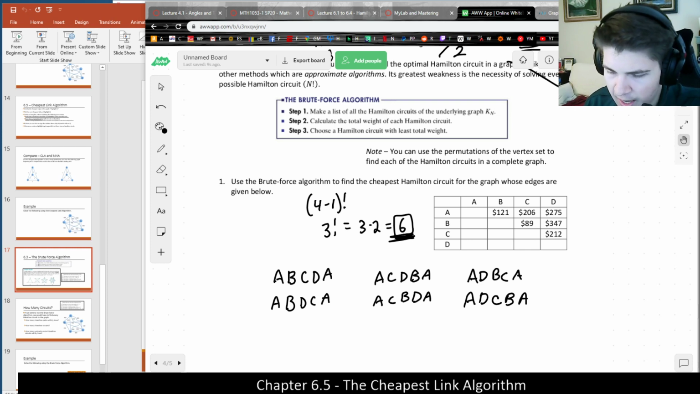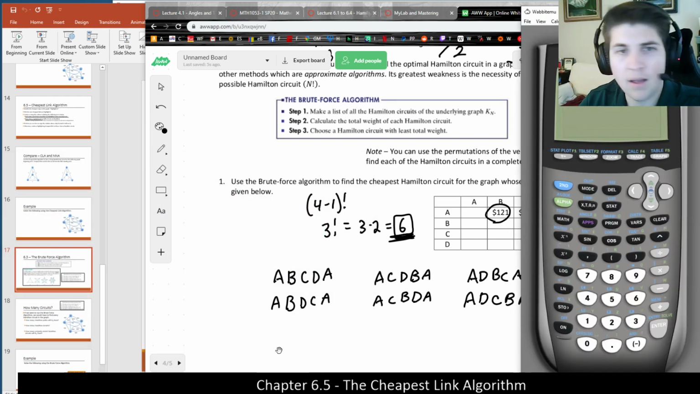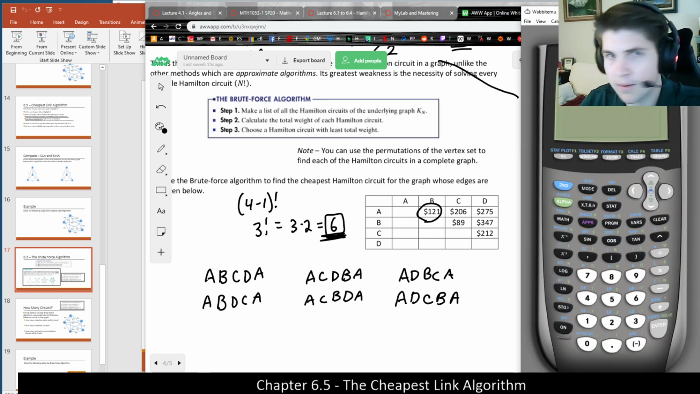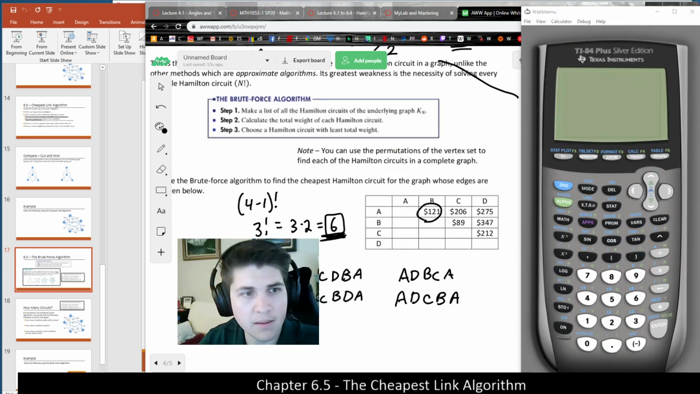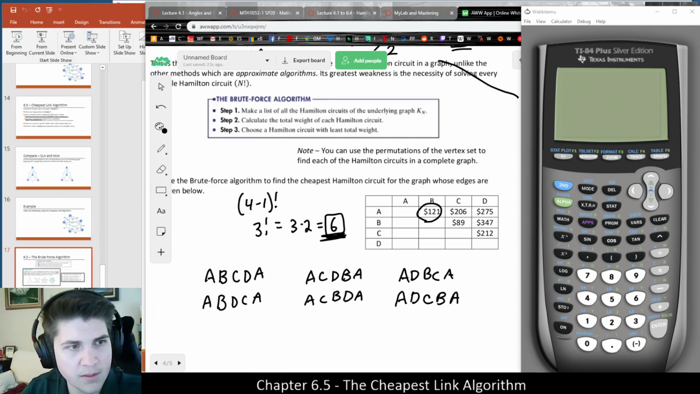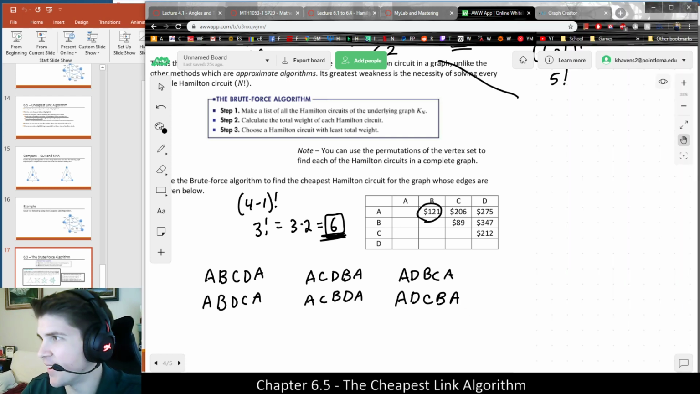So A, B, C, D, A. I could do that by circling them all. A to B is 121. So actually, let's just pull up a calculator. A little bit this way. Calculator. And now I'm in the way, so let's move me over there. Here. Okay. There you go. I got too much going on.